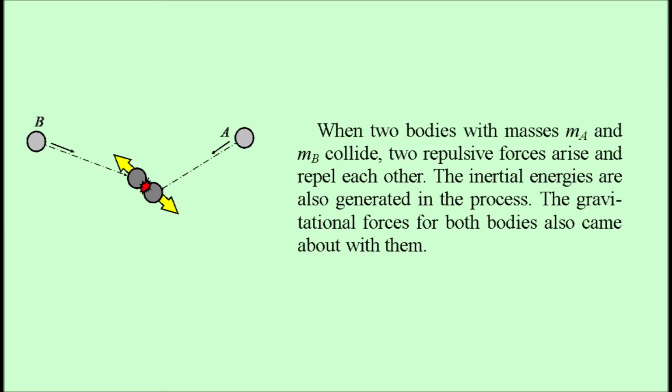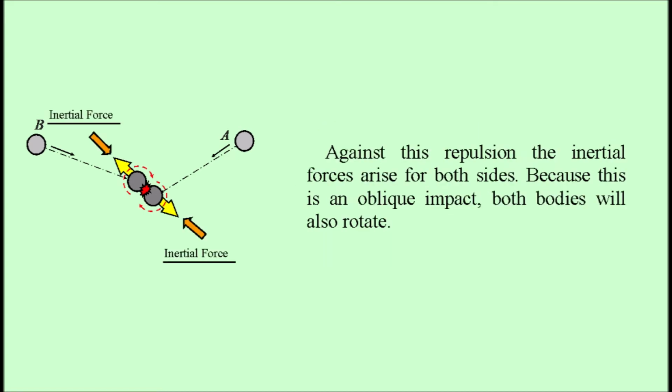When two bodies with masses ma and mb collide, two repulsive forces arise and repel each other. The inertial energies are also generated in the process. The gravitational forces for both bodies also come about with them. Against this repulsion, the inertial forces arise for both sides. Because this is an oblique impact, both bodies will also rotate.